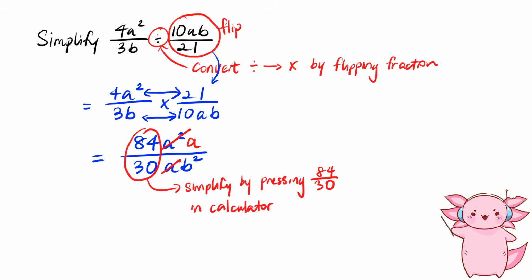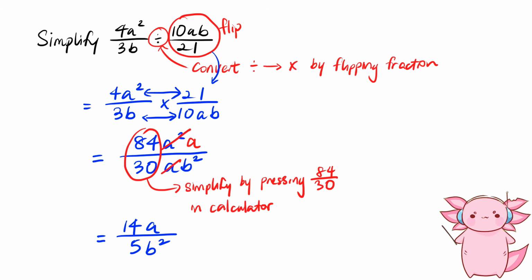So using the help of our calculator, we press in 84 over 30, and it will become the final answer of 14a over 5b squared.